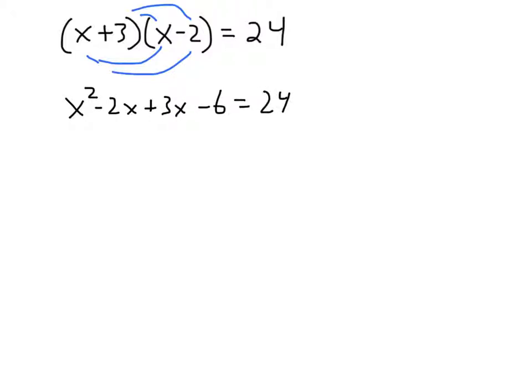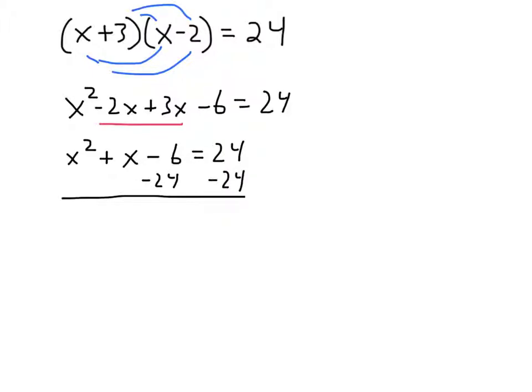And then when you combine your like terms together, that would be x squared plus x minus 6 equals 24. And then you'd have to get the 0 on the right side by subtracting 24 from both sides. That gives us x squared plus x minus 30 equals 0. Now we want to try to factor this trinomial.